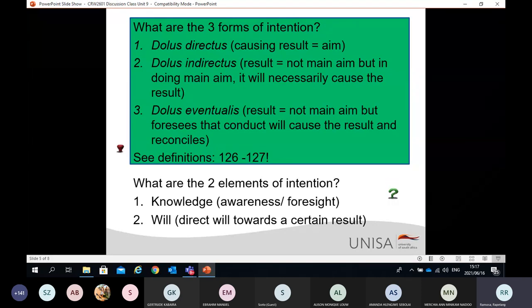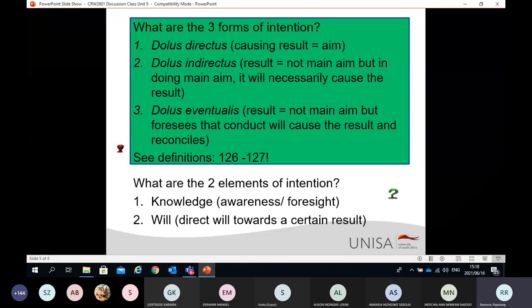For materially defined crimes or consequence crimes, what the law prohibits is the result. So when we use the word act or result in this unit as you go along, bear in mind that this is consciously done, because when we talk about act, we're talking about a formally defined crime, and when we talk about result, we're talking about a materially defined crime.